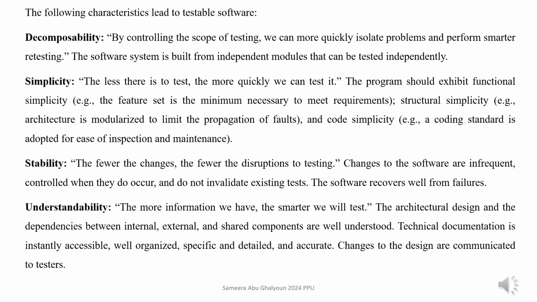5. Simplicity. The less there is to test, the more quickly we can test it. The program should exhibit functional simplicity, for example, the feature set is the minimum necessary to meet requirements. Structural simplicity, e.g., architecture is modularized to limit the propagation of faults, and code simplicity, for example, a coding standard is adopted for ease of inspection and maintenance.